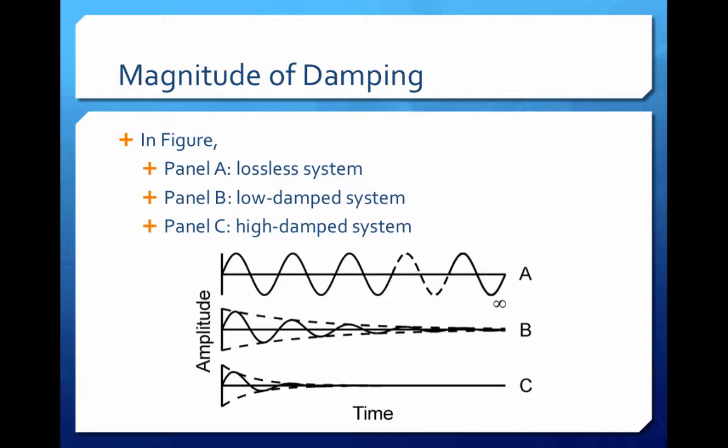So A is an example of a lossless system, which doesn't exist. There's no frictional resistance. In B, there's a low damped system, and C is a high damped system. As you can see, there's just one amplitude of excursion before the system dies out.